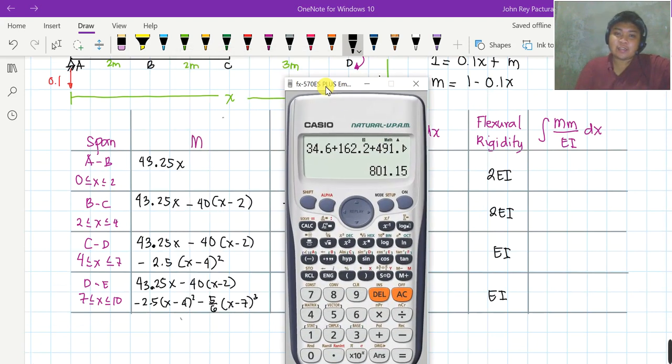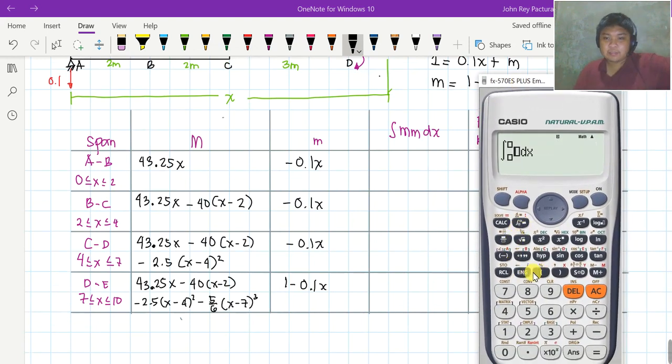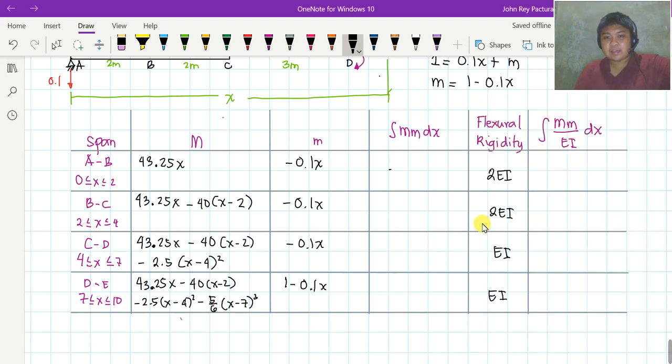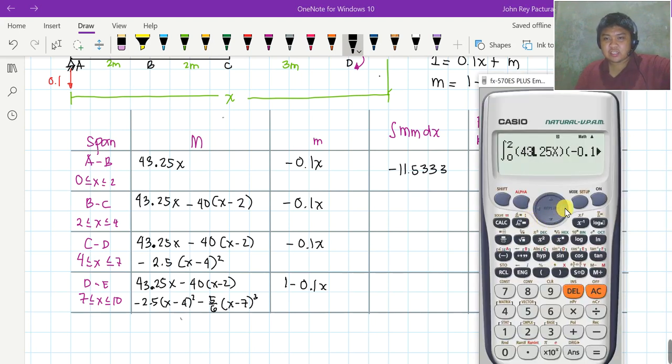And I think pwede na natin tong i-integrate. So, paulit-ulit na process, no? 43.25x. Sa unang row ako tumututok, negative 0.1x, and the limit will be from 0 to 2. Substitute nyo lang, ang kalalabasan ay again negative 11.5333. So for the next 3, ganun din siya. Baguhin lang natin to, minus 40 x minus 2. Well, the limit will be from 2 to 4. So from 2 to 4, ang sagot natin ay negative 54.0667.